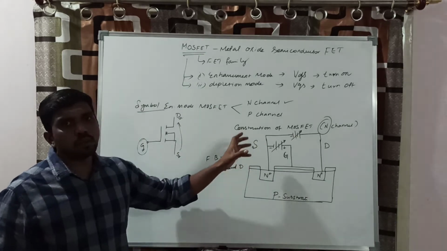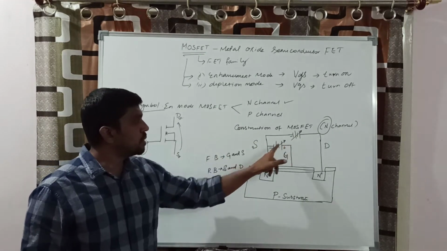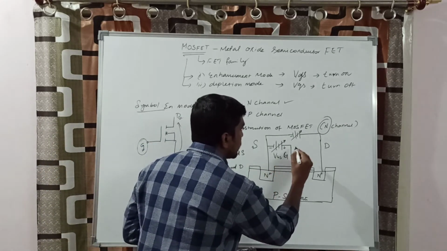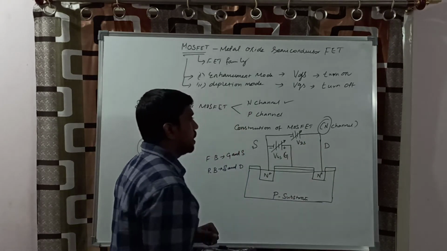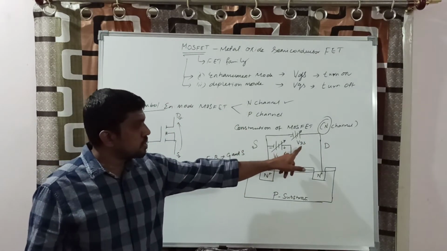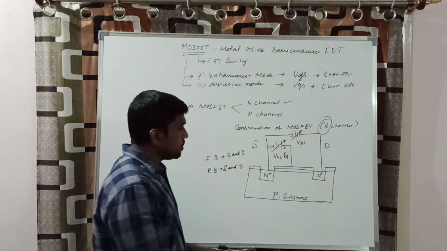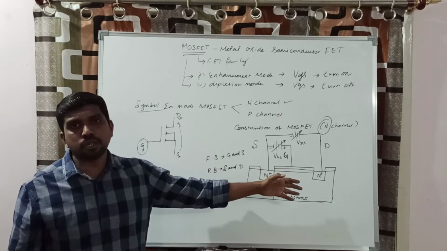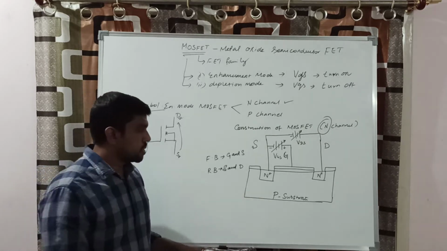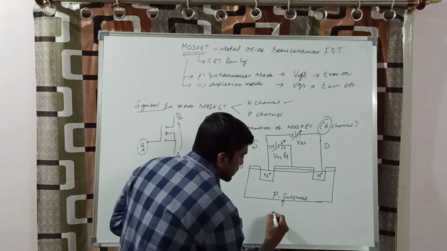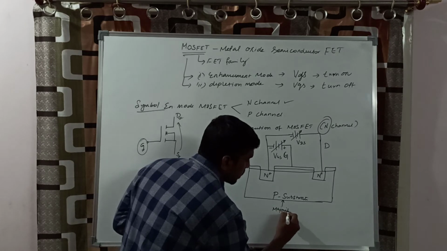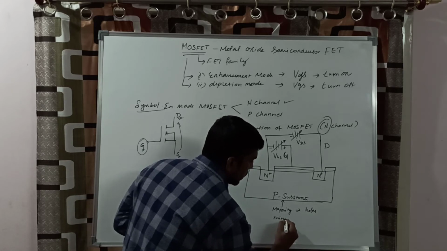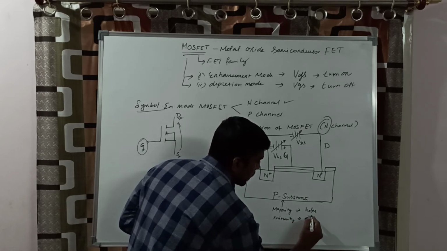This MOS transistor is a voltage controlled device. Here we are using two variable sources. One is called Vgs, another one Vds. Gate to source voltage, drain to source voltage. It's a P-type substrate. You know in the P-type substrate, the majority carriers are holes, minority carriers are electrons.